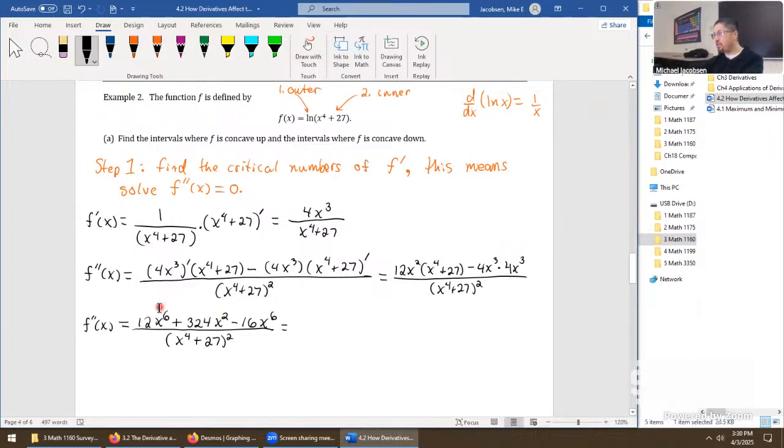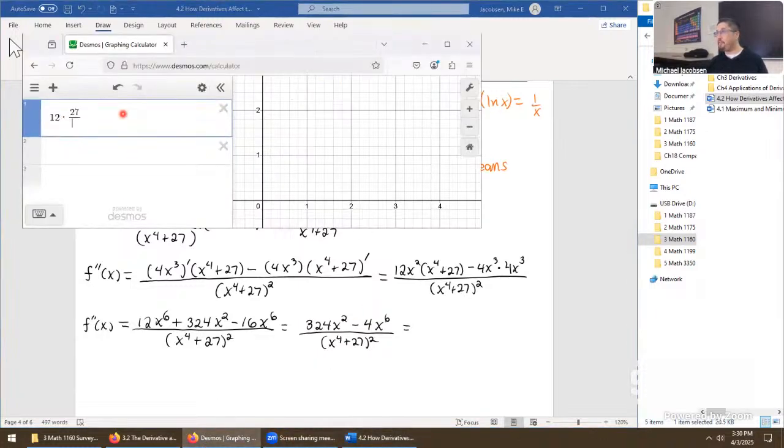Next thing we can do is combine our like terms. I want to make positive being my leading term, so I'm going to start with 324x squared. 12x power 6 minus 16 of them is going to be minus 4x power 6, over x power 4 plus 27 squared. Now we do the factorization step. X squared can be pulled out.